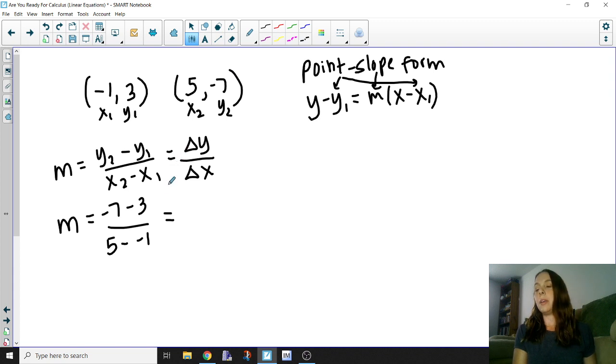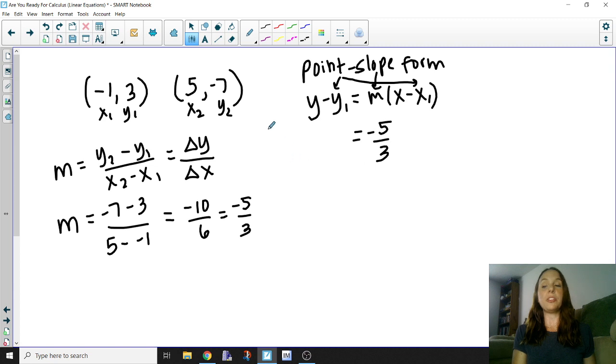Again, we just took these numbers from the ordered pairs and subbed them into the formula for slope. Now let's evaluate the numerator. Negative 7 minus 3 is negative 10. Evaluate the denominator. 5 minus negative 1 is 6. It's 5 plus 1, right? And let's reduce that fraction. Negative 10 over 6 reduces to negative 5/3. There's your slope, and that number will get subbed into the m in our formula.